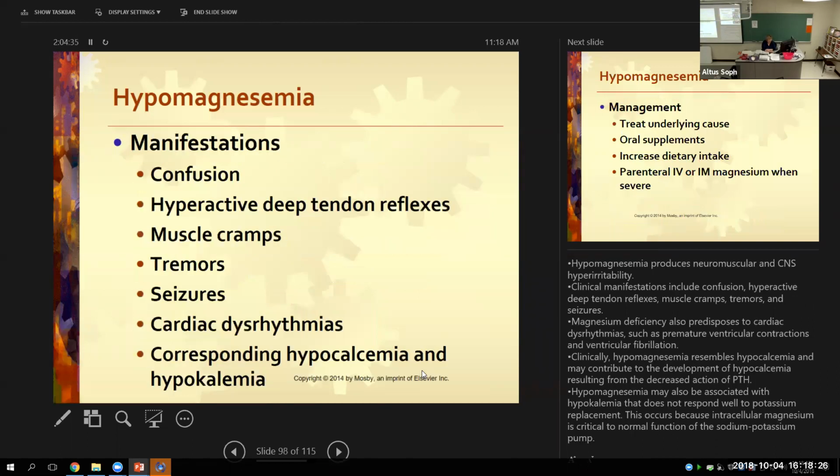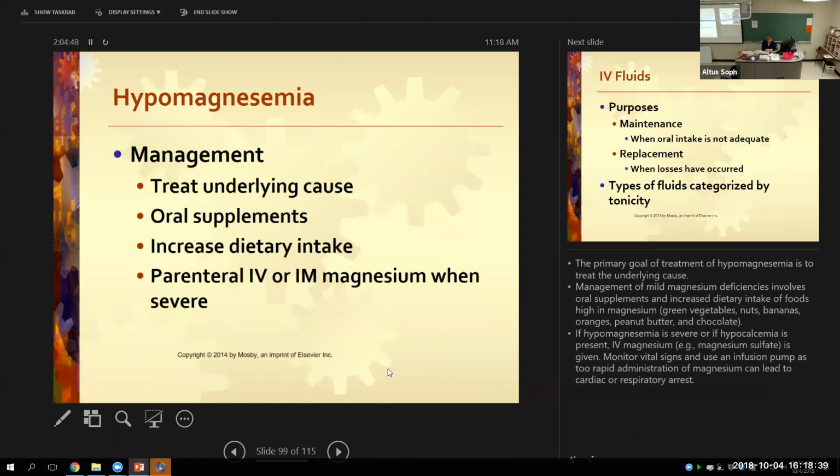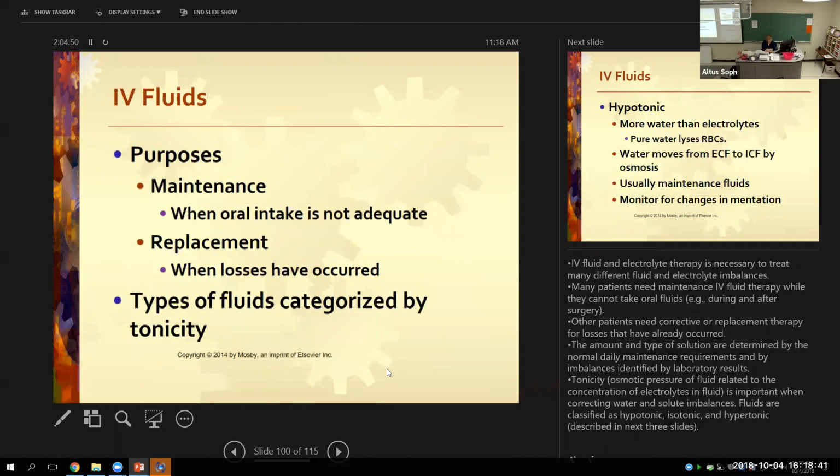Your problems there would be confusion, hyperactive deep tendon reflexes, muscle cramps, tremors, seizures, cardiac dysrhythmias, and you may also see along with that low calcium and low potassium. Okay, you just need to give replacements.